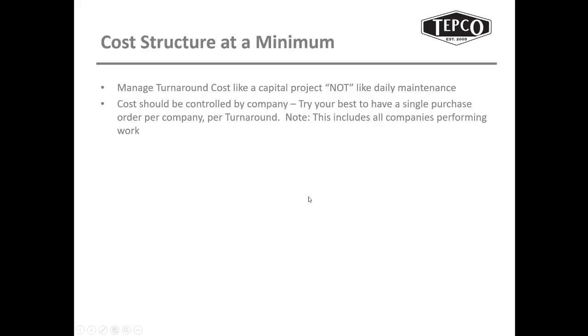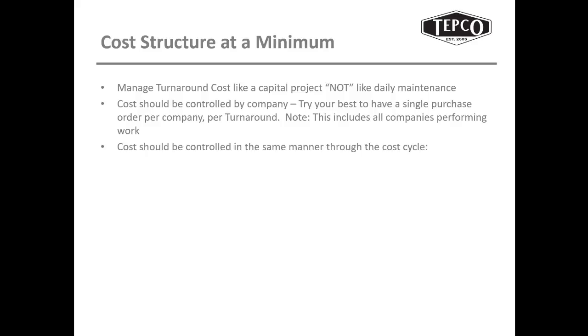Cost should be controlled by company. You should try your best to write a purchase order per company performing that work per turnaround. This includes all companies, and so if I have a resident contractor there on site going into the turnaround, I will write a purchase order for that particular company so I can control that time of work. I've put walls up. If you don't put the walls up and control that, it's free reign on what gets done or what doesn't get done, and how it gets done. So we control that with purchase orders.